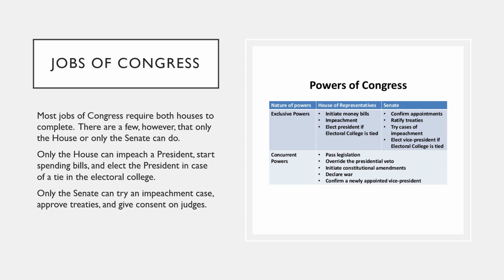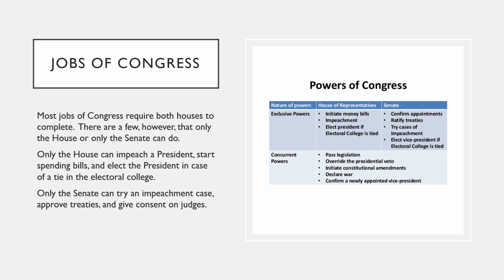Now, only the Senate can actually try an impeachment case. So if the House impeaches a president, it's the Senate who then has a trial over that case and decides whether the president is guilty or not guilty. Only the House can start spending bills. Only the House can elect the president in case of a tie in the Electoral College. That's only happened once, but it could happen. If there's a tie, it would go to the House of Representatives.